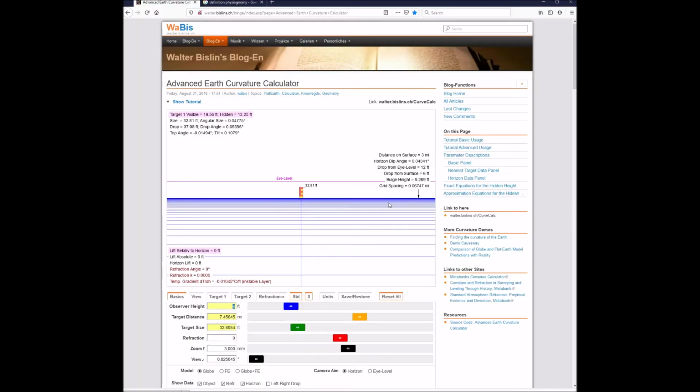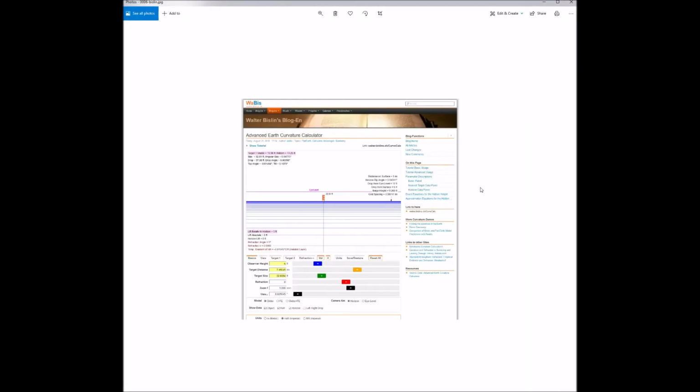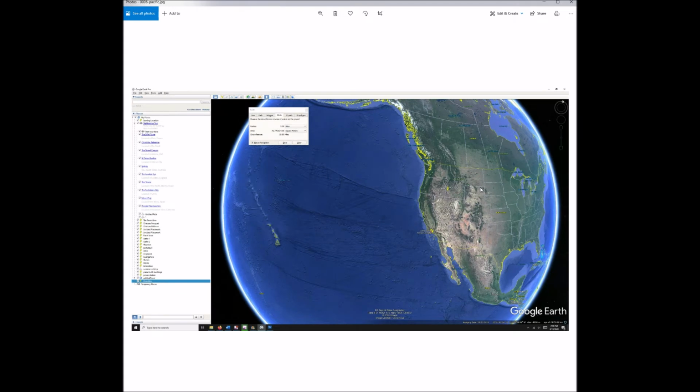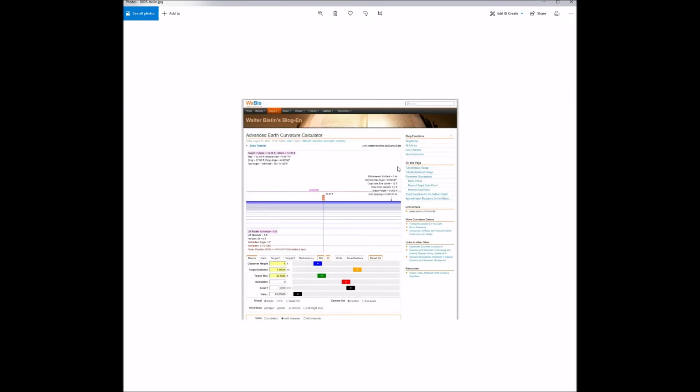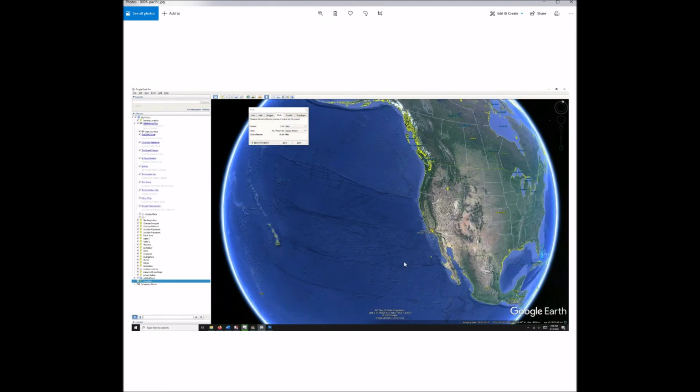Let's go back here and look through some pictures. So here's the Earth curve calculator, set at 6 feet. This shows an image from Google Earth. And what I've done is, at a distance on surface of 3 miles, in other words, 3 miles to the horizon, I have drawn on this image a circle right here with a radius of 3 miles.